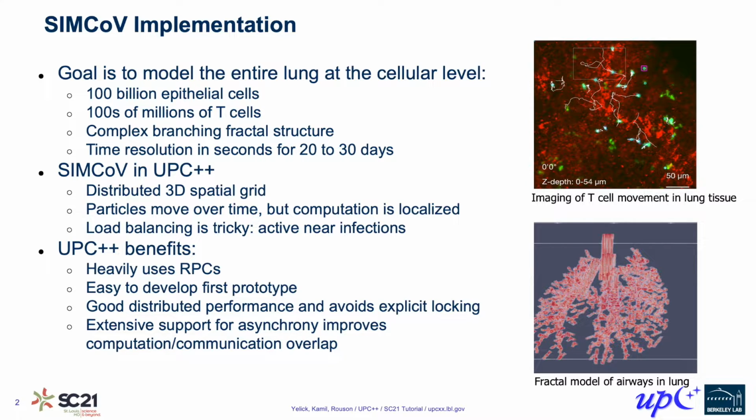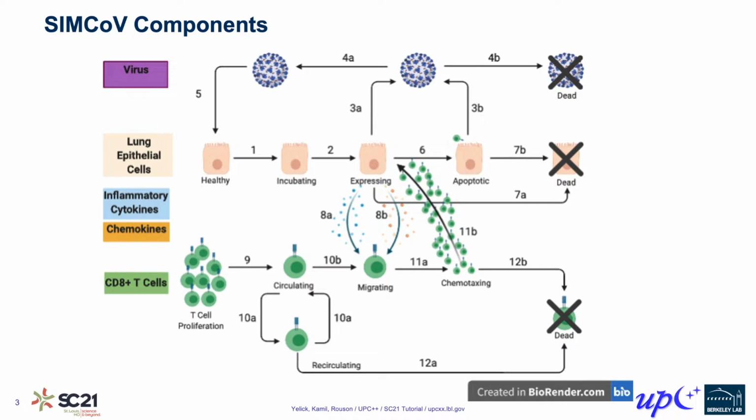And there's extensive support then for asynchrony that improves the overlap of communication and computation. This is what some of the main components look like in the simulation. These are the different types of agents that you see on the left-hand side, such as viruses, the epithelial cells, then you see the T cells, and so on. Each of these has a state machine describing its behavior.